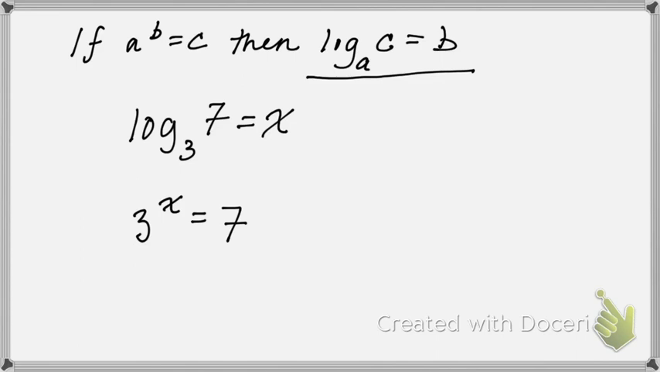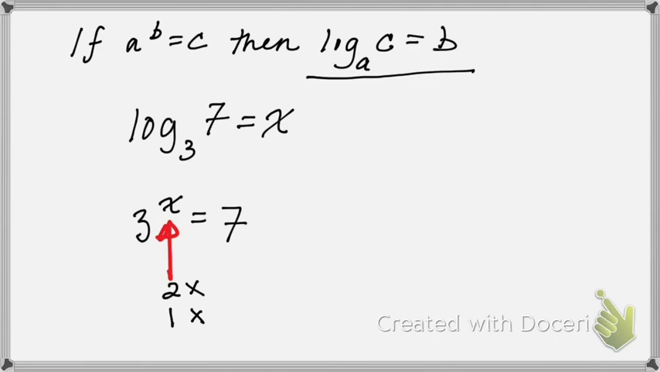Like I could say, could x be 2? No, that would be too much, because 3 squared would be 9. So that's too much. Is x 1? No. So it's not 2, because that's too much. It's not 1, because that's too little. 3 to the first is equal to 3. So what is it? It's somewhere in between. It's in between 1 and 2.